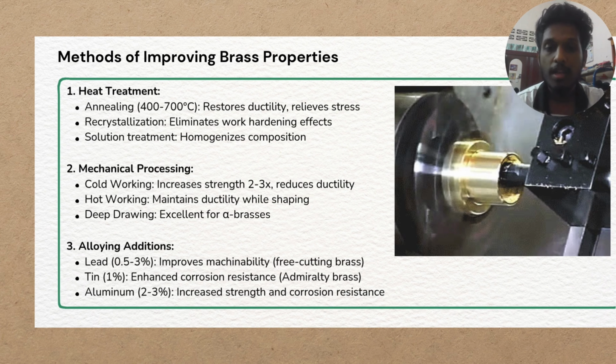Deep drawing is a specialized forming method that works particularly well for alpha brass, which also has high ductility.